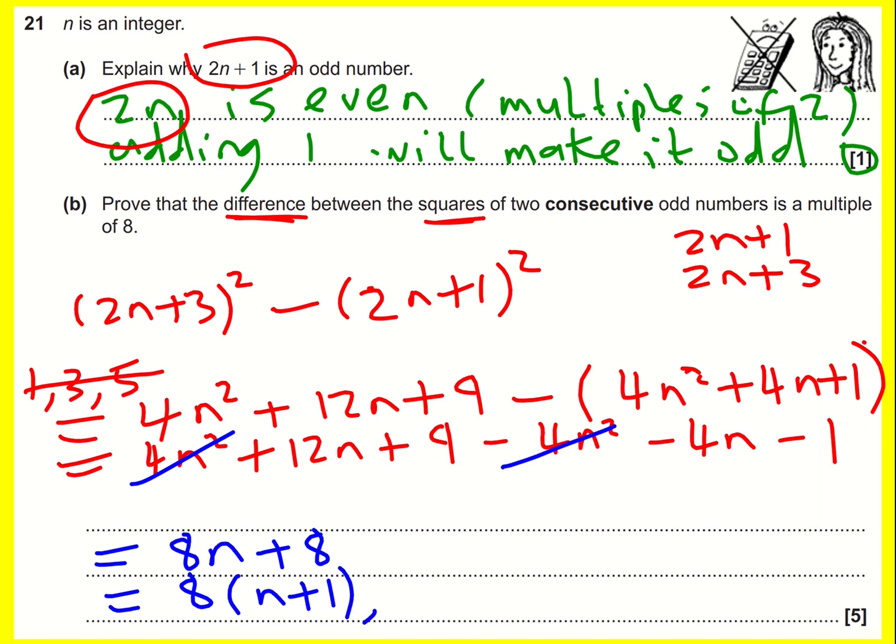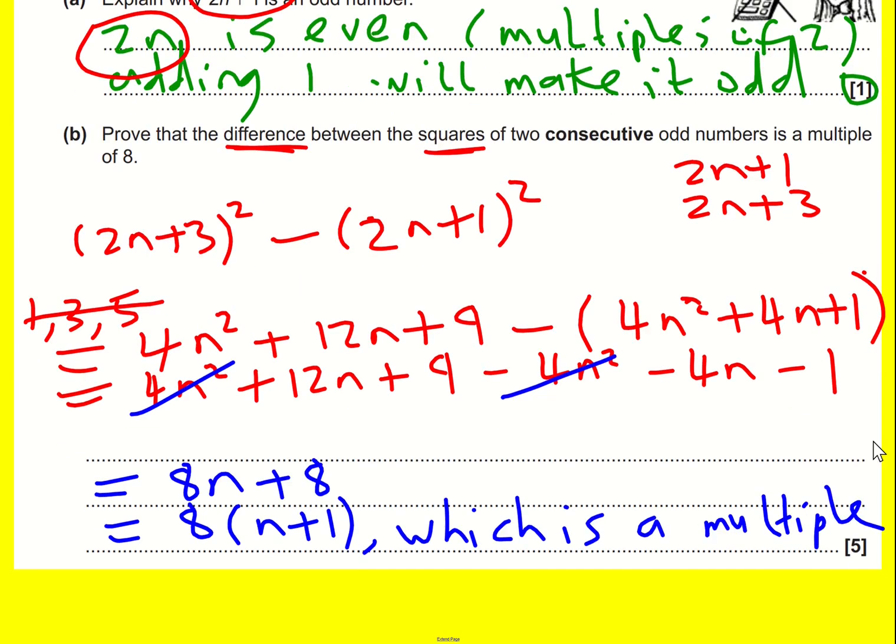Okay, it does say prove, so 8 times (n plus 1) is a multiple of 8. It's good to write a little conclusion. Multiple of 8. You could say as required, or QED, quod erat demonstrandum, or proof complete, but any of these things, just make sure that's there and you're being really clear with your answer.